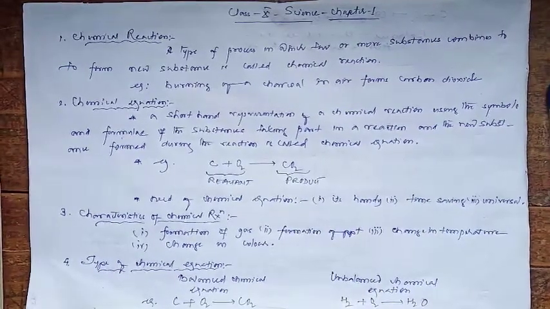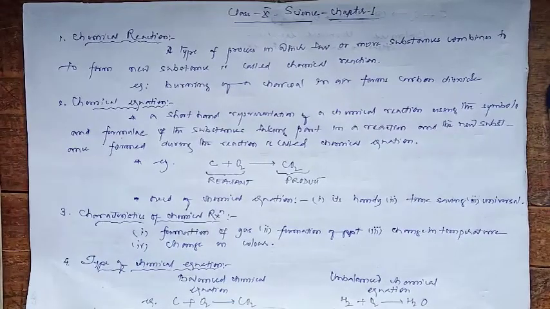First, let's understand what is chemical reaction. A process in which two or more substances combine to form a new substance is called a chemical reaction. Example, burning of charcoal in air to form carbon dioxide.